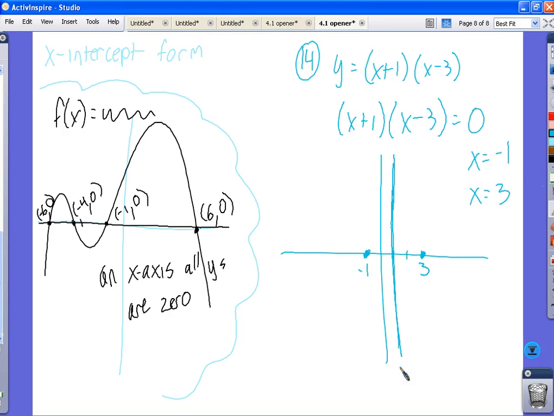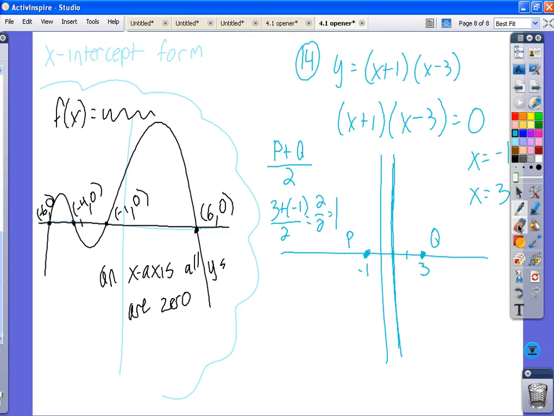Okay. So if we take the two x-intercepts, call this one P, call this one Q. We take P plus Q and do what? Divide by 2 to find the middle, the halfway point. Okay, we get 3 plus -1 over 2. This is 2 over 2. This is 1. So exactly, yes, that's where we should find the vertex. That should look more like a line of symmetry dotted on that side.